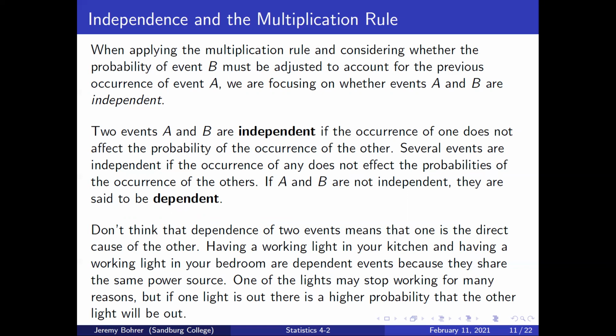Don't think that dependence of two events means that one is the direct cause of the other. Having a working light in your kitchen and having a working light in your bedroom are dependent events because they share the same power source. One of the lights may stop working for many reasons, but if one light is out, there is a higher probability that the other light will be out.